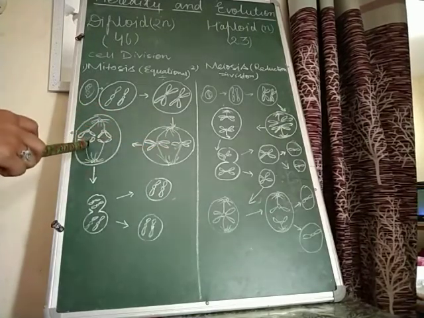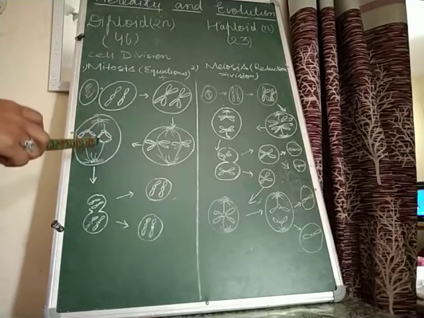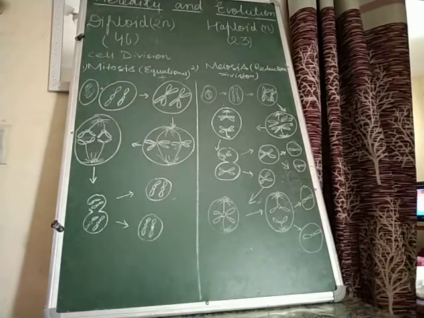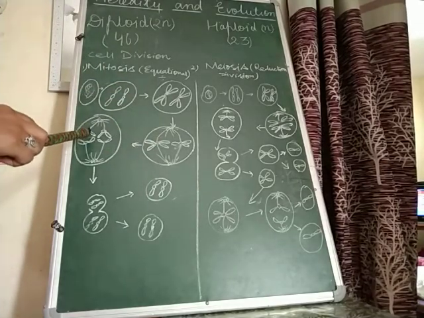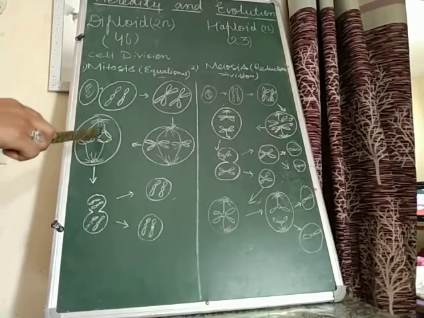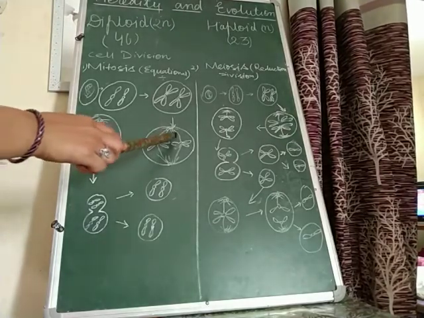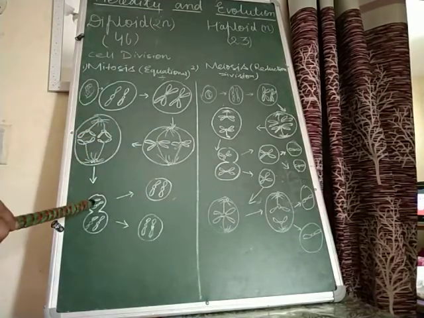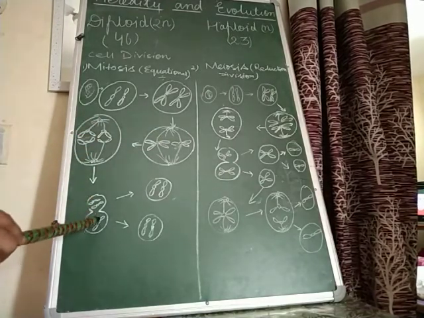Now the centriole, through the spindle, pulls the chromosomes to opposite sides. The centromere gets split into 2 parts, one centromere splitting into 2 centromeres. So from one chromosome, 2 chromosomes are formed, and these chromosomes start moving towards the opposite poles.